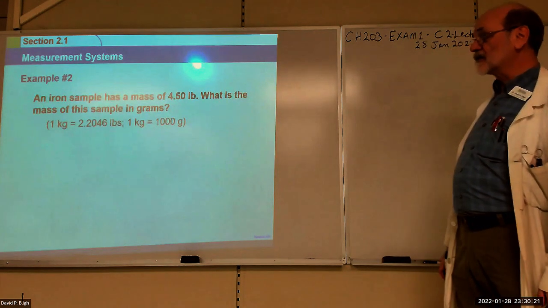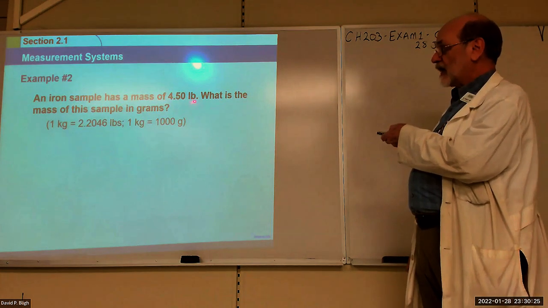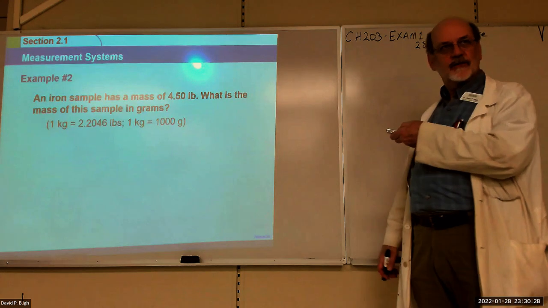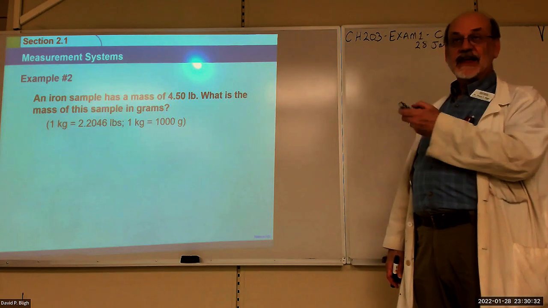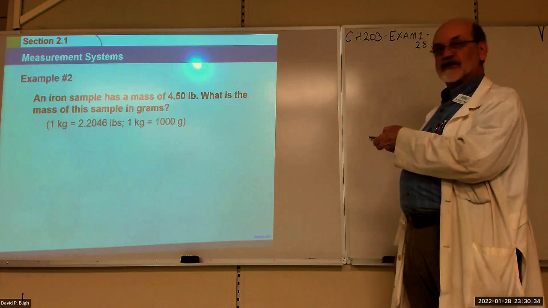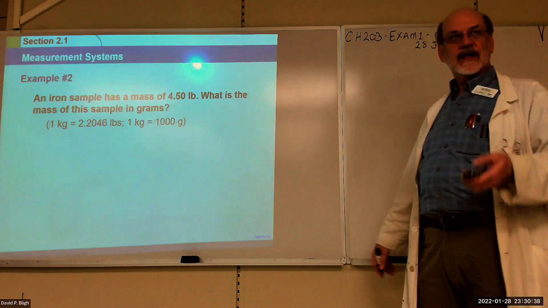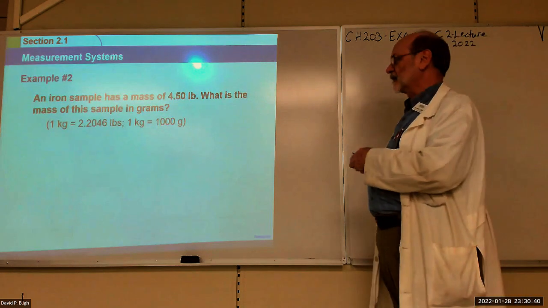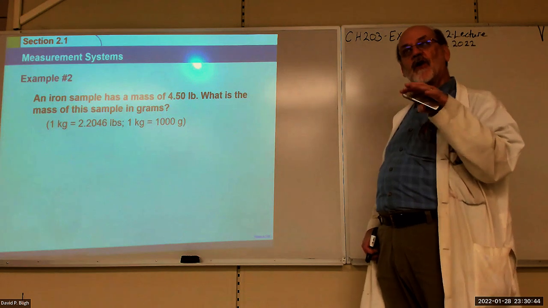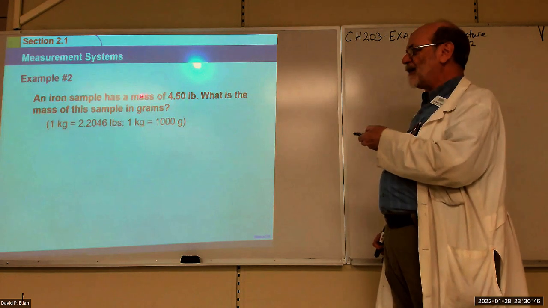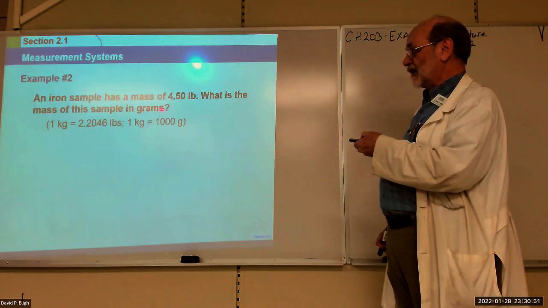All right, so in this case, we have an iron sample that has a mass of 4.5 pounds. That's inaccurate to begin with, right? But pounds is not mass. In fact, in the English system, mass is in slugs, but nobody ever uses that, except maybe engineers. But for argument's sake, for now, we're gonna say on the surface of the earth, this is a mass, 4.5 pounds. What's the mass of the sample in grams?